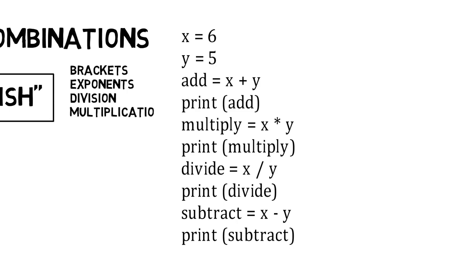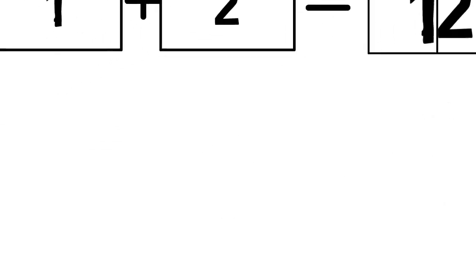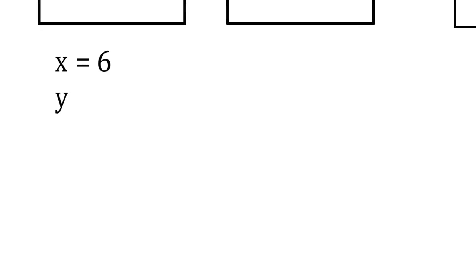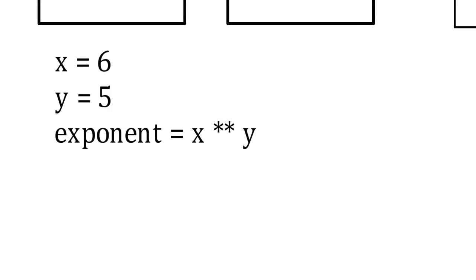This means that first it would calculate brackets, then exponents, then multiplication and division, and finally adding and subtracting. We can even do more advanced math operations, like x equals 6, y equals 5. The exponent equals x times y. This is our power operator and would mean that we have 6 to the power of, or the exponent, 5.